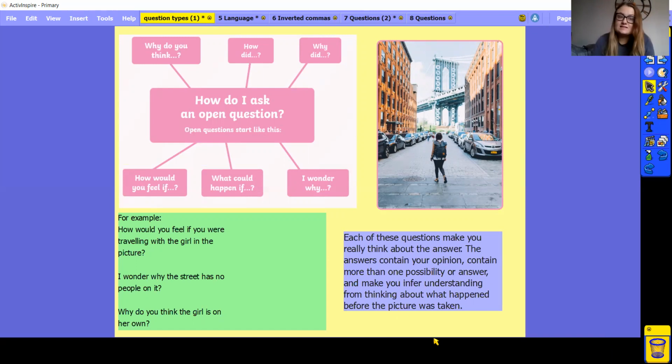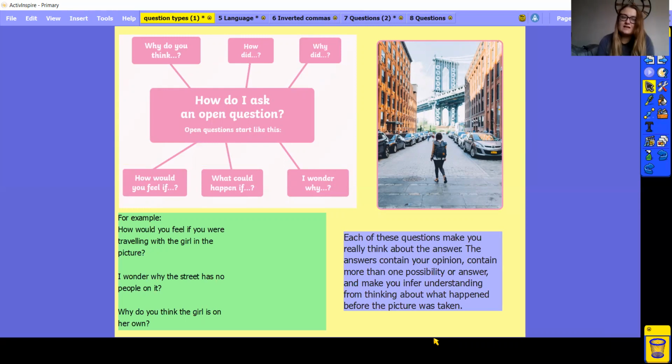So what you could say is, how would you feel if you were traveling with the girl in the picture? For this question, you wouldn't just say happy. You'd give an explanation. You'd say, I would feel happy because they are exploring and taking adventures around the world. And you can give some reasoning behind that. You can say because and give your opinion.